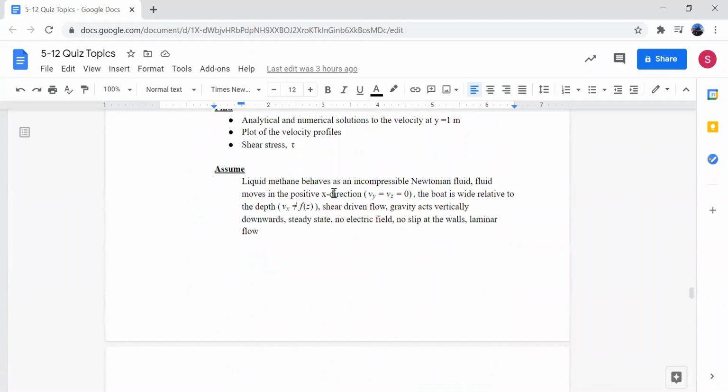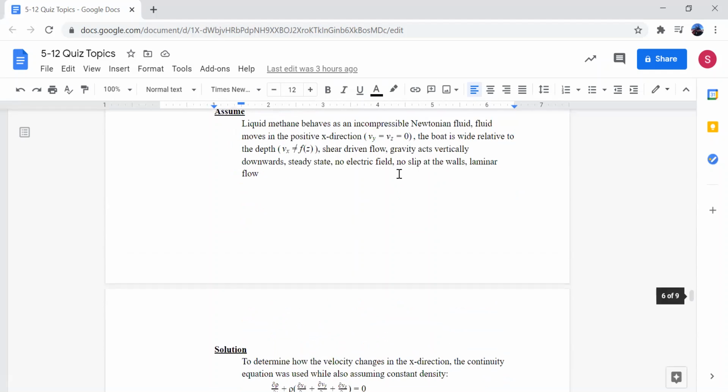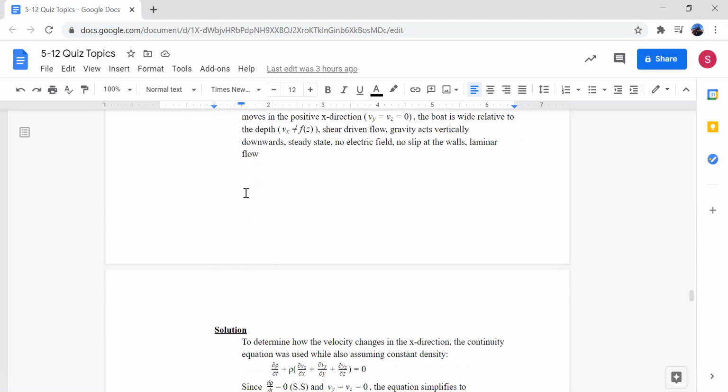We can assume that liquid methane is incompressible and it is a Newtonian fluid, and that the fluid moves in the positive x direction so that Vy and Vz are 0, and that the boat is wide relative to the depth. So Vx is not a function of z. This is shear driven flow, gravity acts vertically downwards, steady state, no electric field, no slip at the walls, and that it is laminar flow.